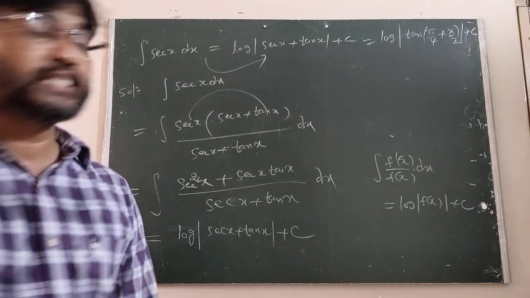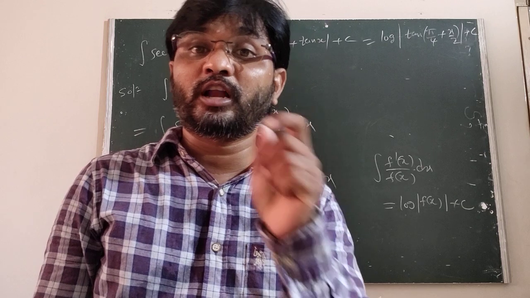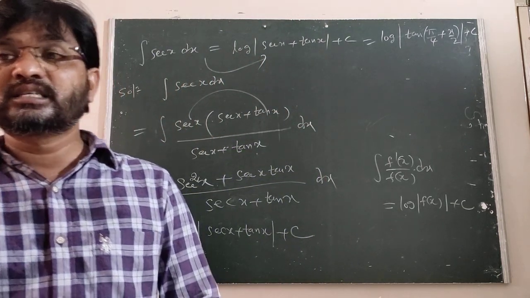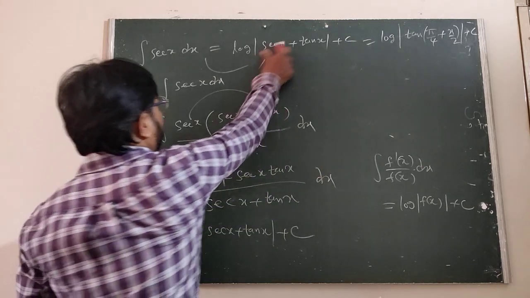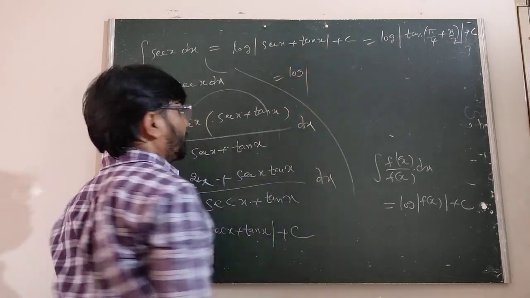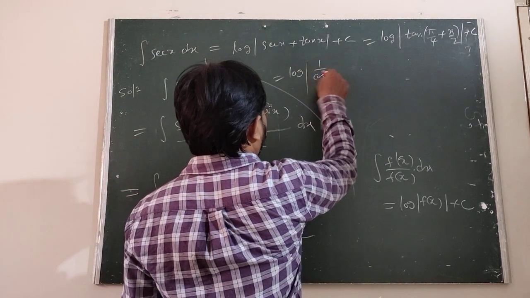Now we prove the second one. We know that the reciprocal of cos x is secant x, and tan x is sin x by cos x. Therefore, now we can write here the log modulus of secant x, which is 1 by cos of x.